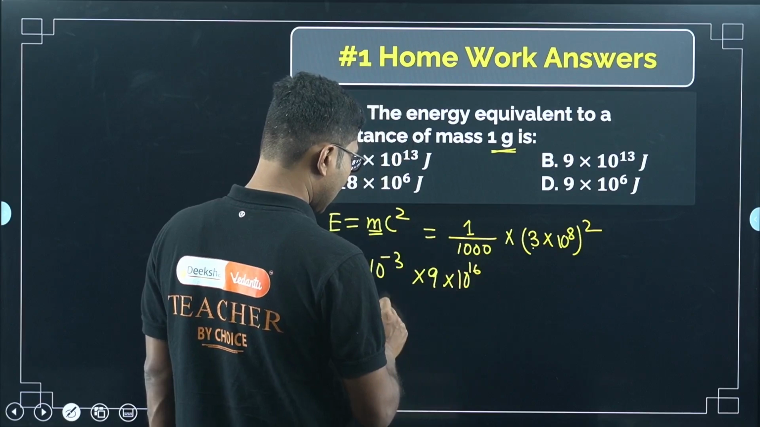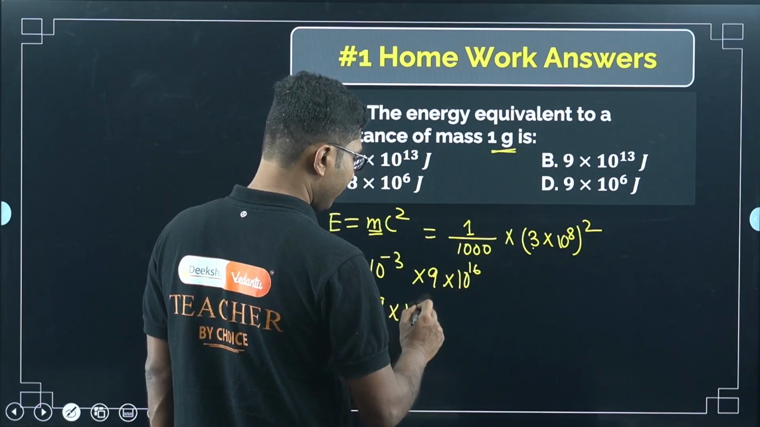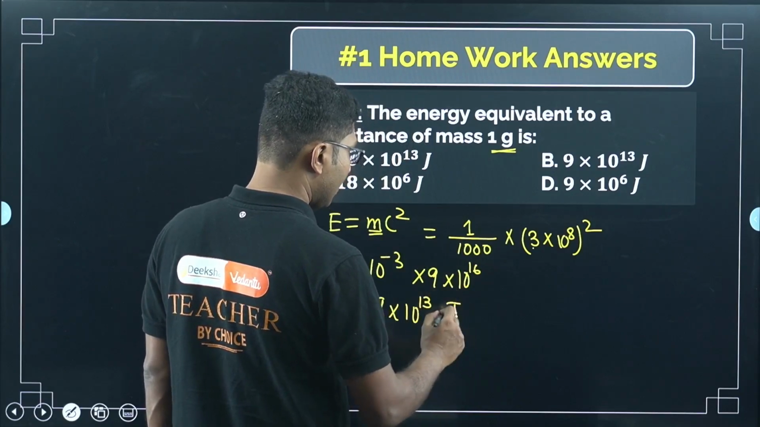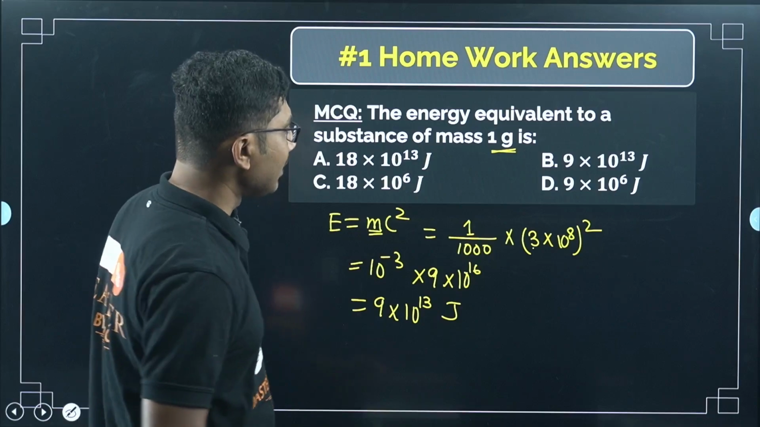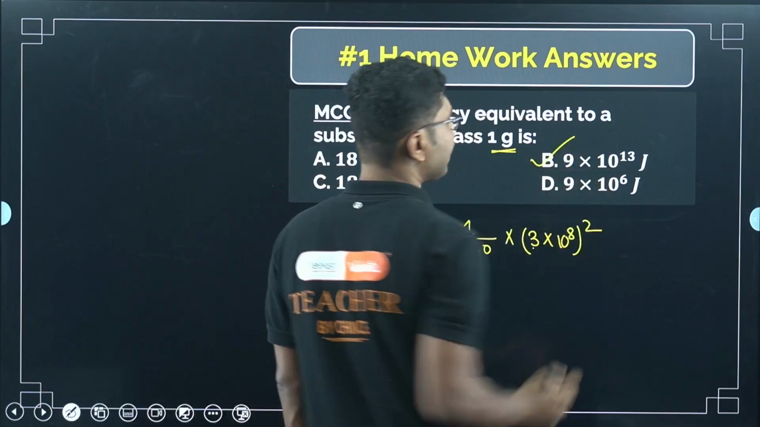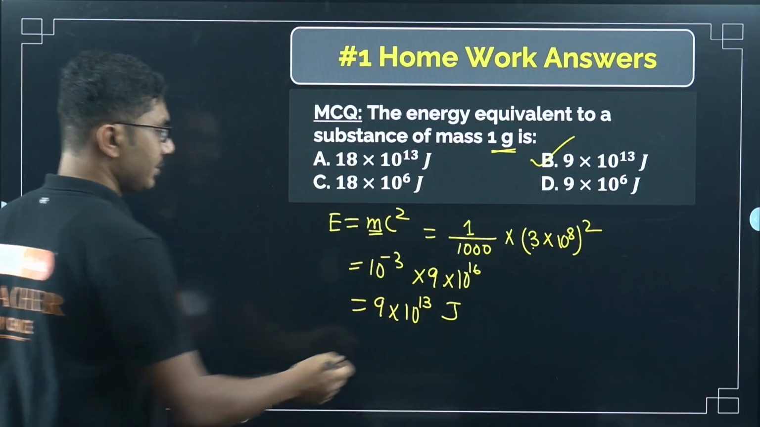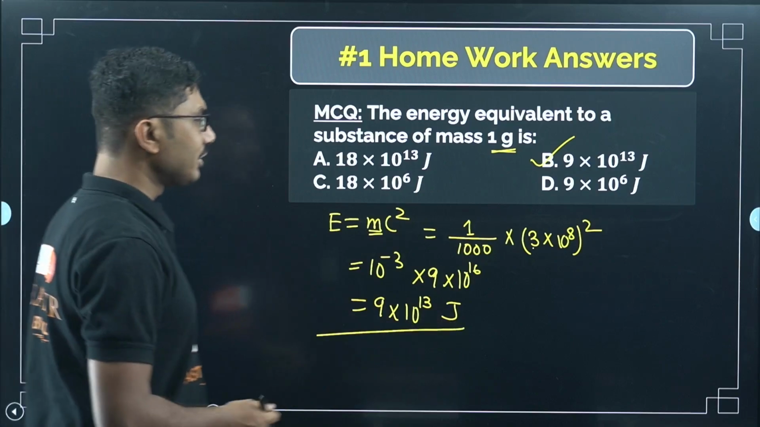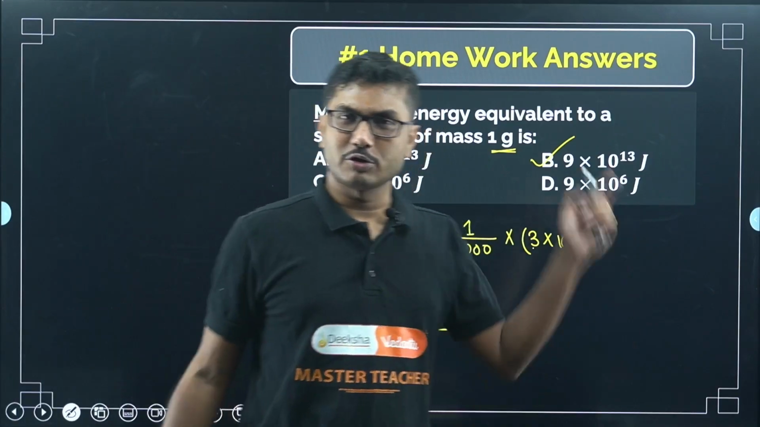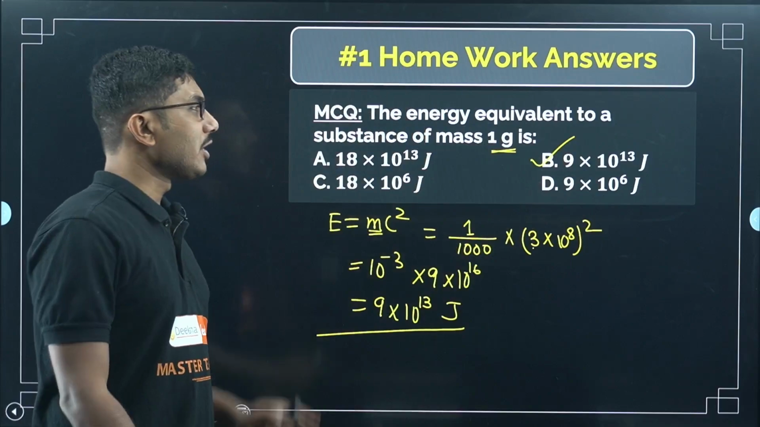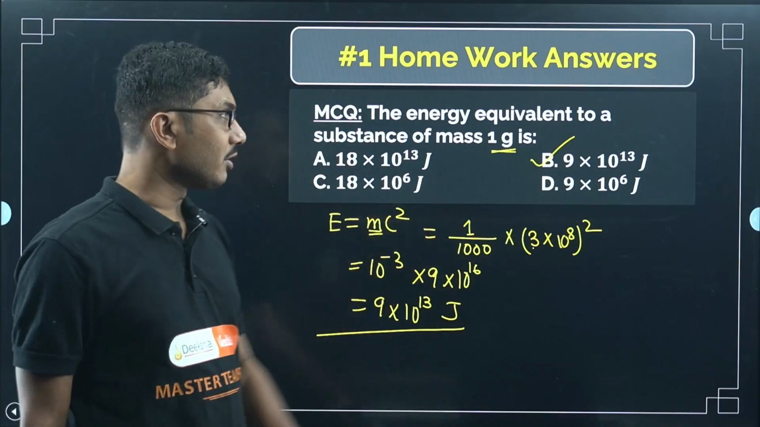So it will be 9 times 10 to the power of 13 joules. Now if you check the options, only one option is correct, that is 9 times 10 to the power of 13 joules. All other options are incorrect. So this is a small, easy problem from your previous year questions. I hope you enjoyed this question and are able to solve it.